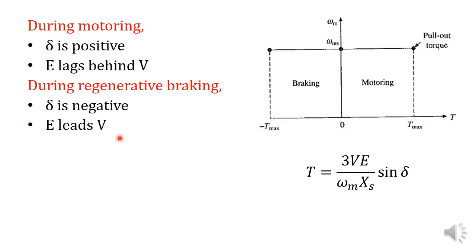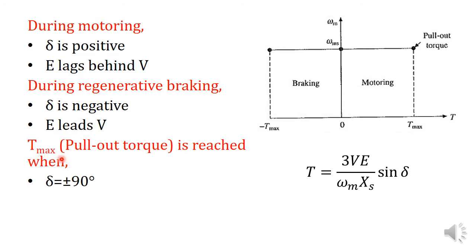And one more thing, the maximum torque, that is pull out torque, we discussed earlier, is reached when delta is plus or minus 90 degree. That means when delta reaches plus or minus 90 degree, this expression will reach its positive maximum or negative maximum. At this torque, the machine will go out of synchronism.